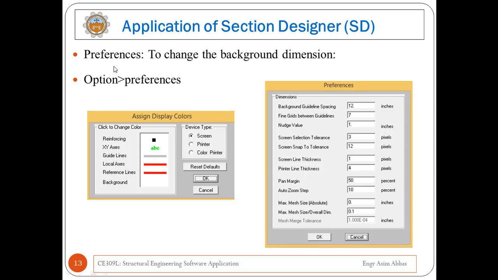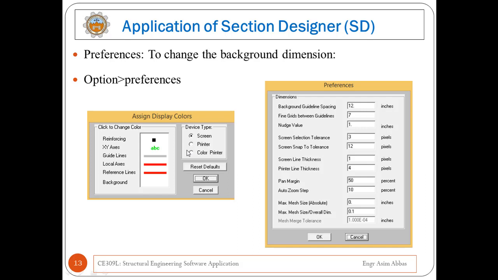For that you will go to the option, then choose preferences. When you choose preferences, this window will appear where you can change the background grid line spacing, and you can also change the fine grid spacing between grid lines, right? Similarly, you can also change other options like the screen line thickness and some other zooming and snapping options.